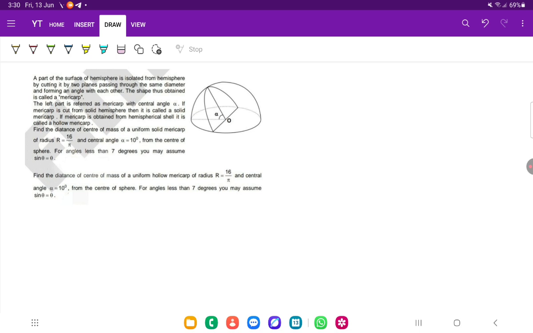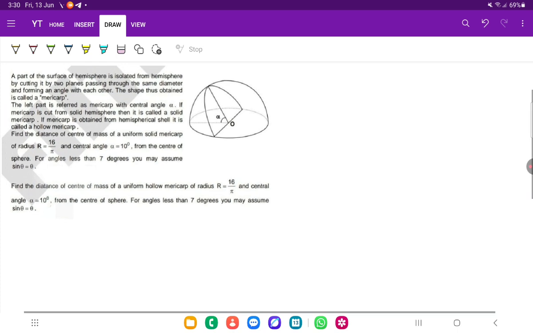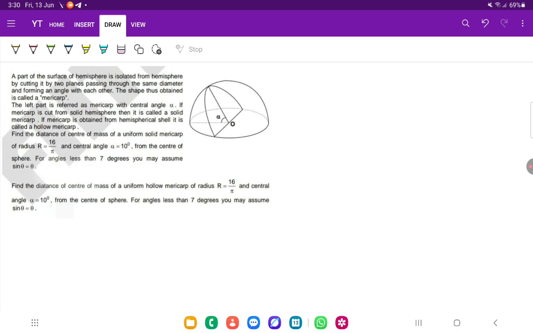The problem states that a part of the surface of a hemisphere is isolated from the hemisphere by cutting it with two planes passing through the same diameter and forming an angle with each other. The shape thus obtained is called a mericap. The left part is referred to as a mericap with central angle alpha. They're saying that these shapes are called mericaps. Many of you must know already. So these kinds of shapes are mericaps, right? And if this is cut from a solid sphere or solid hemisphere, it is a solid mericap. And if it is cut from a hemispherical shell, a hollow sphere, then it is called a hollow mericap.